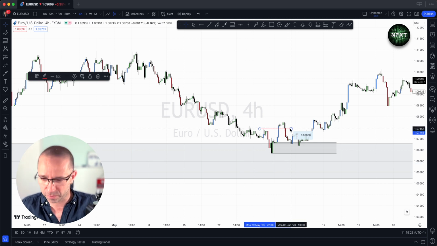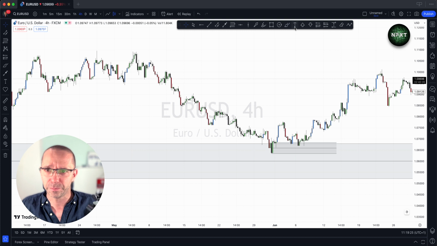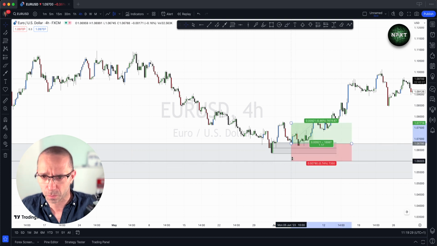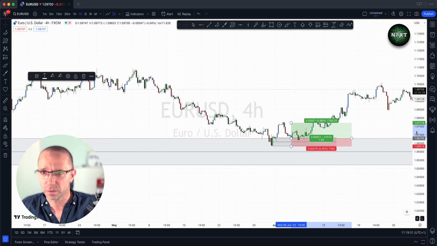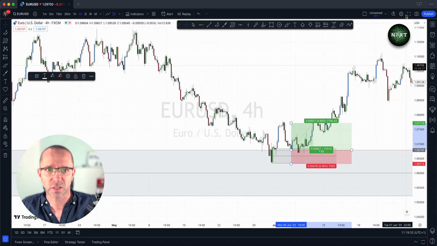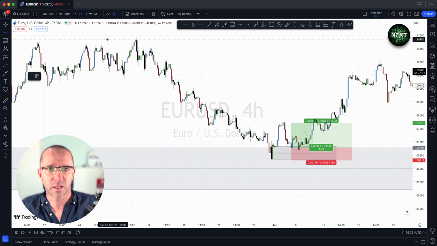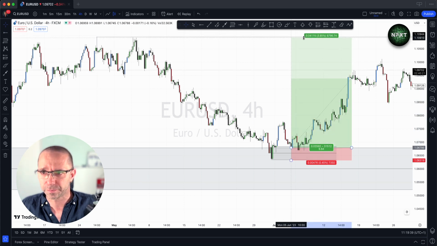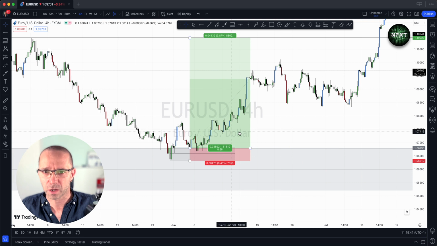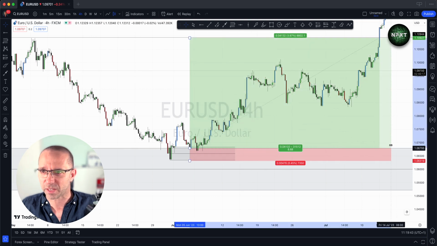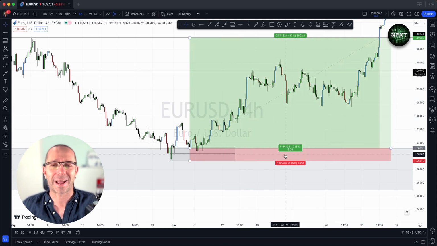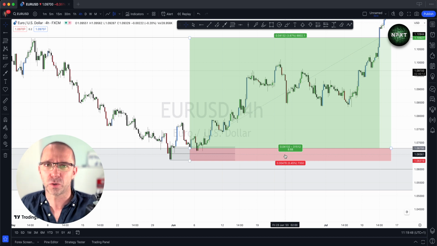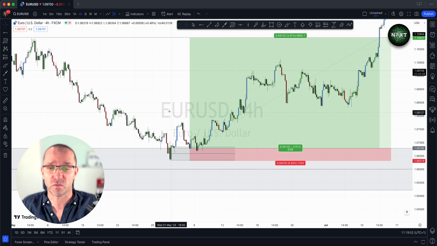We draw an area of demand, the market comes back in, and this is where we're going to look to set our entry. Our stop loss is at the low of the zone, just below, and our profit target again is going to be at the swing high. So we mark it out, move the chart across, and you can see that this trade has now gone from just over a 2-to-1 risk to reward to over an 8-to-1, nearly 9-to-1 risk to reward.